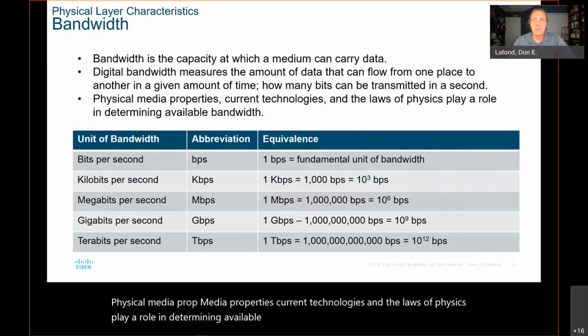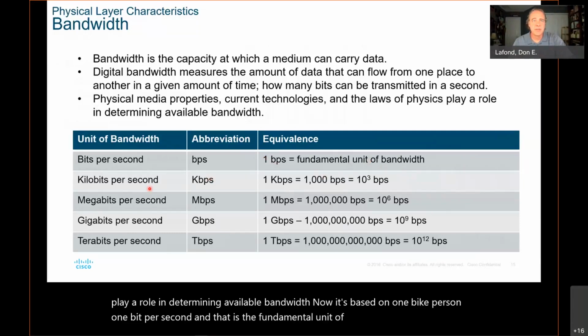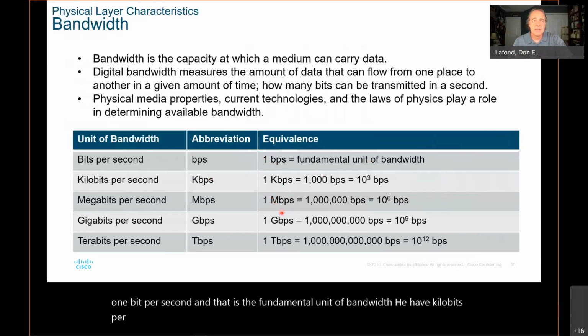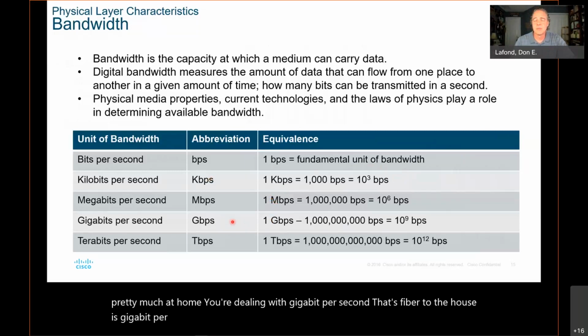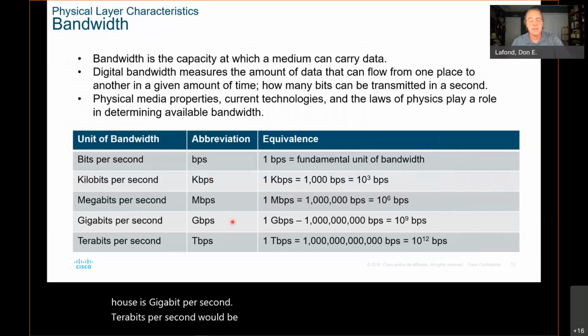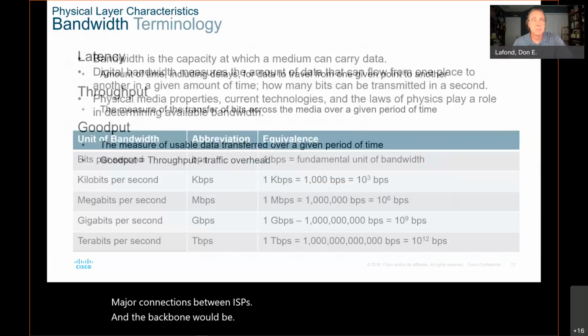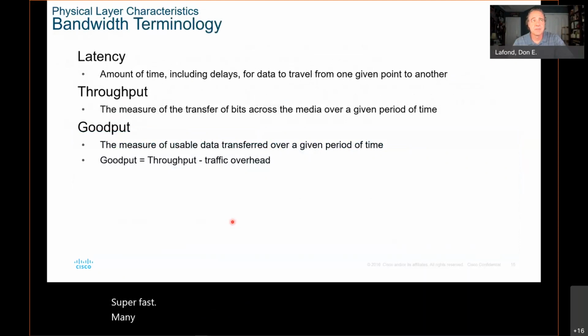Now, it's based on 1 bit per second, and that is the fundamental unit of bandwidth. You have kilobits per second, megabits per second, and gigabits per second. At home, you're pretty much dealing with gigabits per second. That's fiber to the house, gigabit per second. Terabits per second would be more along the lines of major connections between ISPs, and the backbone would be super fast. Many terabytes, if not faster.